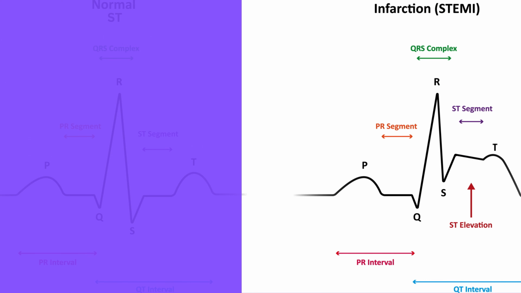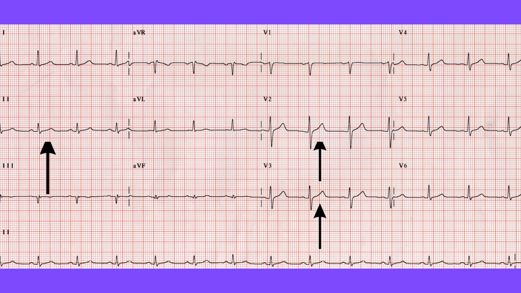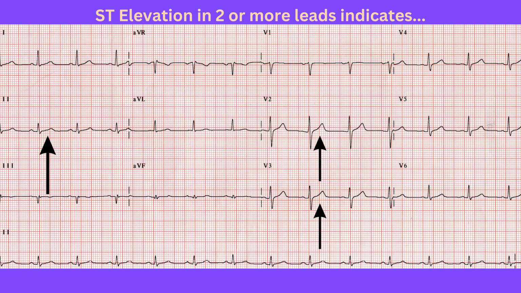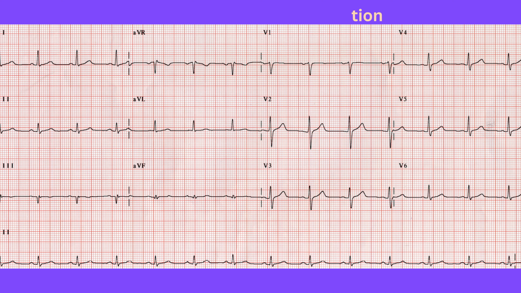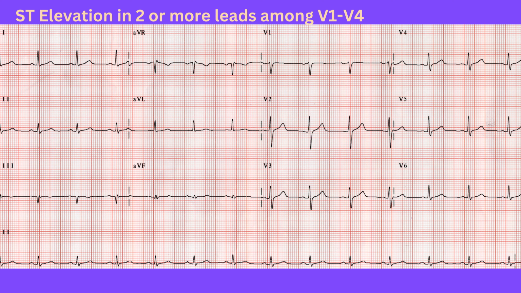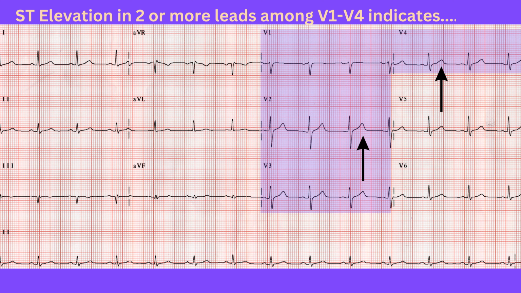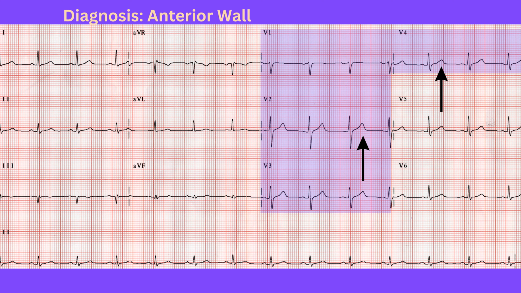If there is elevation greater than 0.01 millivolts, or 1 small box, present in at least 2 or more leads, it suggests the likelihood of the patient having a myocardial infarction. Furthermore, if the elevation is observed in 2 or more leads among V1 through V4, it indicates a probable anterior wall myocardial infarction.